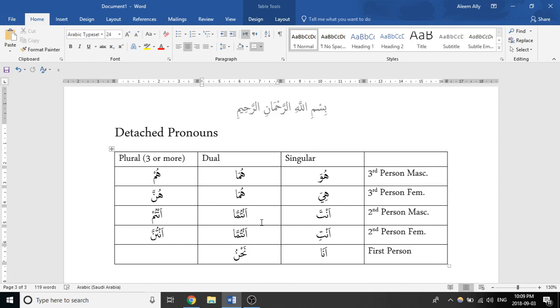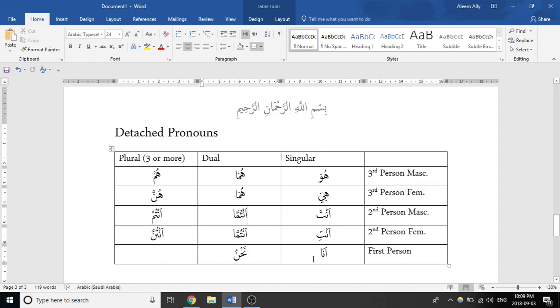Alright, and then for feminine, it would be anti, antuma, antunna, following the exact same pattern, speaking to one person who's right in front of you, speaking to two people who are right in front of you, speaking to three people who are right in front of you, right? So you, they, directly in front of you.